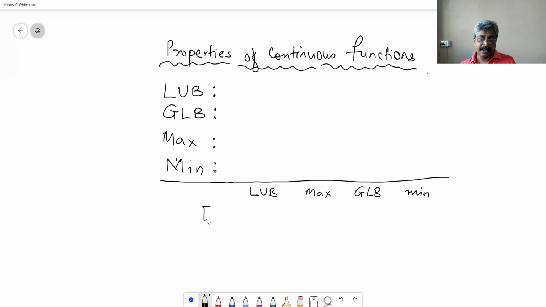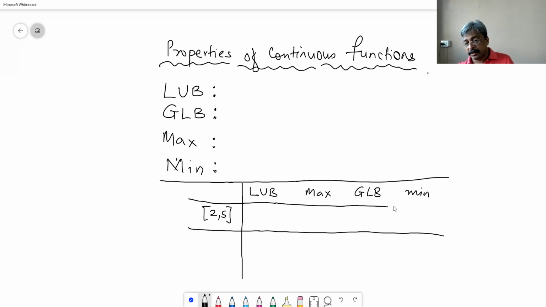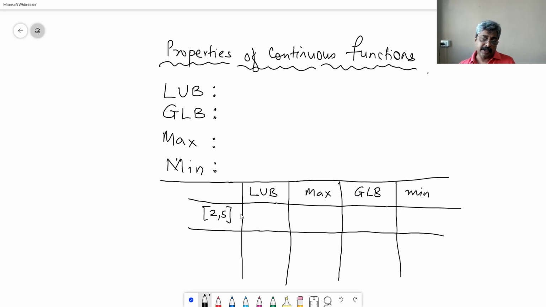So if I write the set of real numbers, closed interval 2, 5, will it have LUB? Yes. Will it have maximum? Yes. Will it have minimum? Yes. Will it have GLB? Yes. LUB is 5. Maximum is 5. GLB is 2. Minimum is 2. Okay. This is serial number 1.